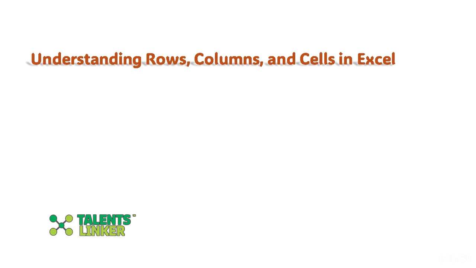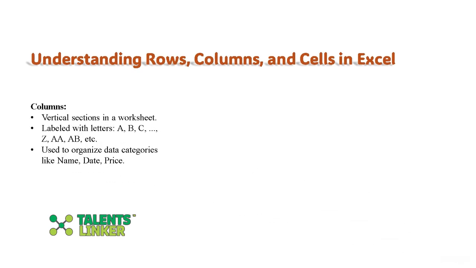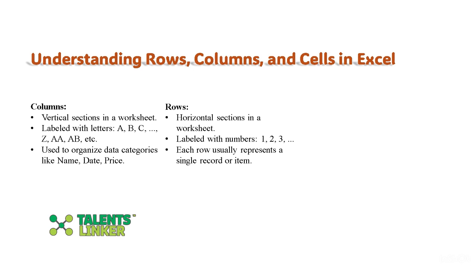Understanding rows, columns, and cells in Excel. Columns are vertical sections in a worksheet, labeled with letters A, B, C, or AA, AB, and many others. They are used to organize data categories like name, date, price, and so on. While rows are horizontal sections in a worksheet, labeled with numbers 1, 2, 3, 4, 5, and many others. And each row usually represents a single record or an item.